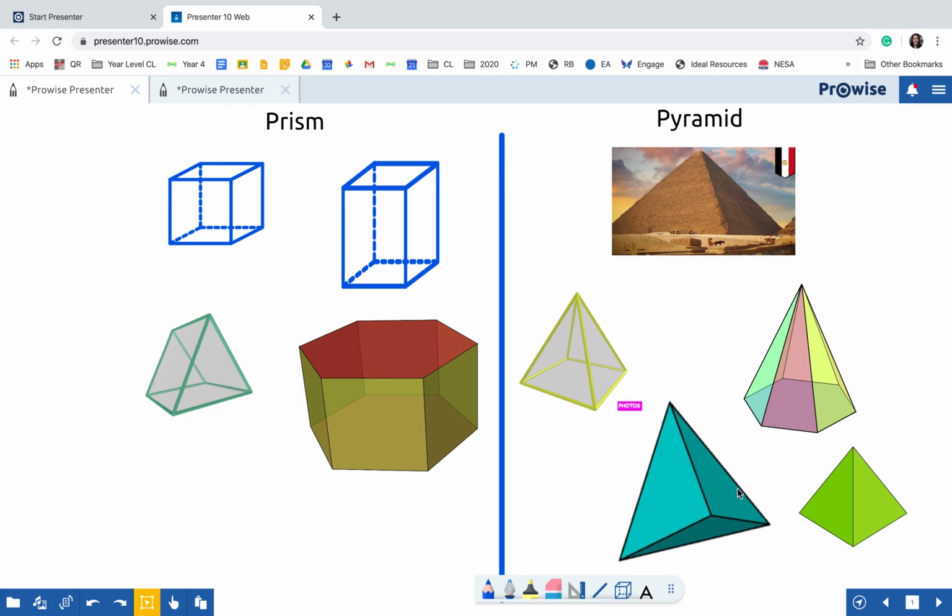And same with this one. This one is actually all just triangles, which means the base must be a triangle. So that must be a triangular pyramid.